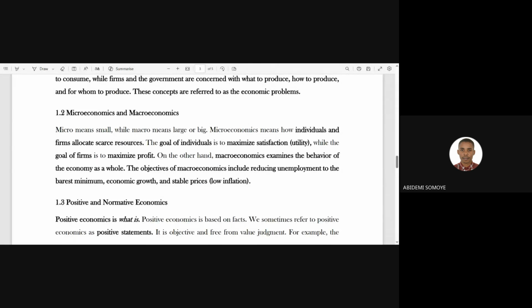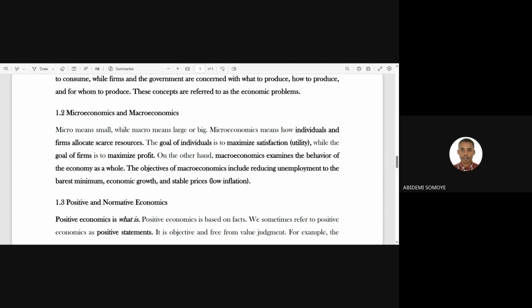So in economics, there are basically two branches, which is micro and macro. All right, so let's look at what micro means. Now, micro means small, while macro means large or big.